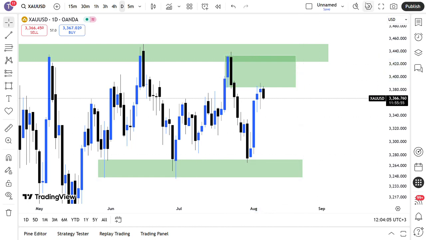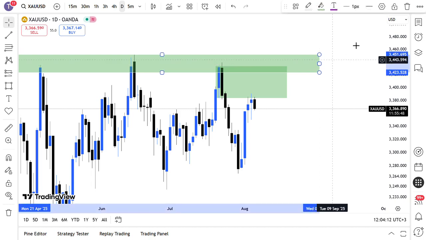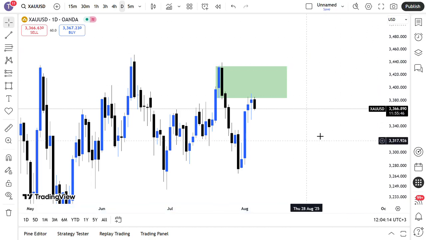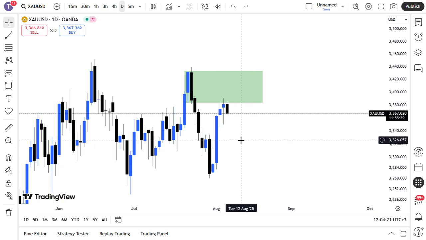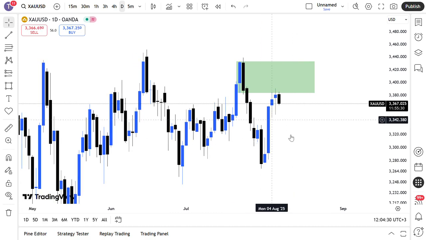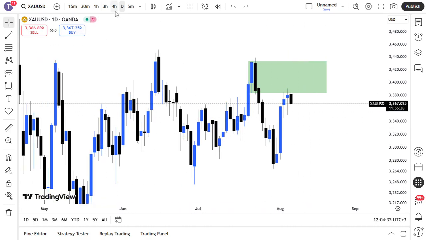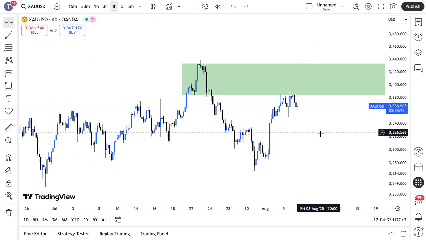So I'll delete this. Sorry, not the order block, the support zone and the resistance zone. So I expect to see a reaction from this order block, and currently we have a good reaction. Let's drop down to the lower time frame so that we can see what is trying to happen here. What does gold want to do in this area? So we'll drop down to the 4 hour time frame and try to see what is happening.